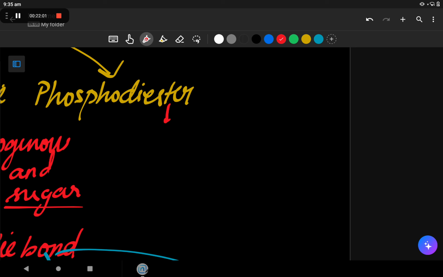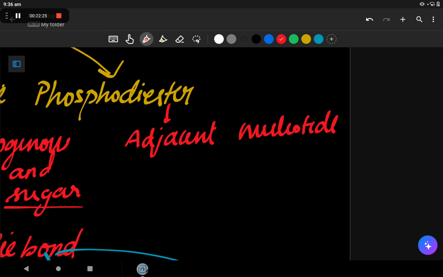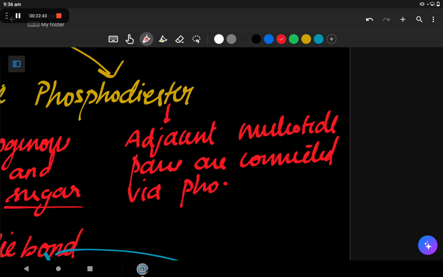Phosphodiester bond. Adjacent nucleoside pairs are connected together to form a long polynucleotide chain via phosphate groups. These groups are attached to hydroxyl groups.